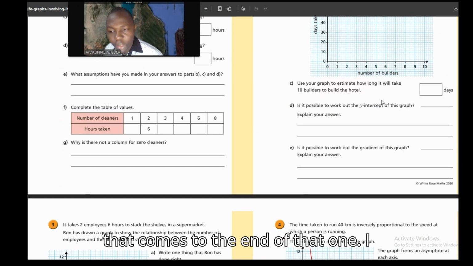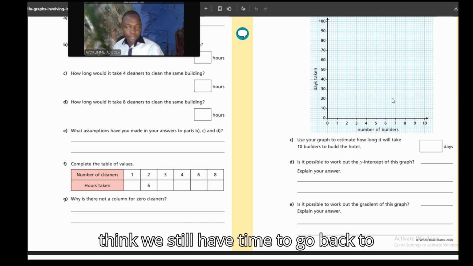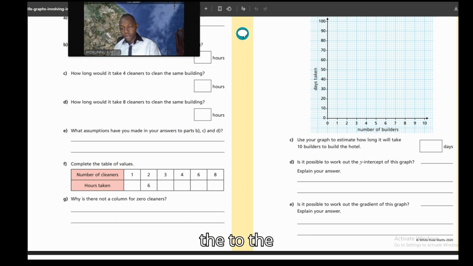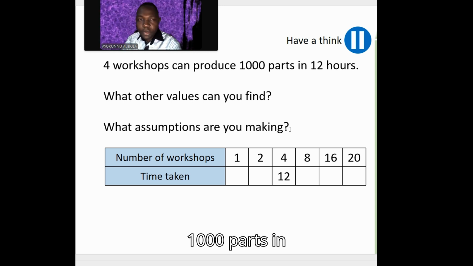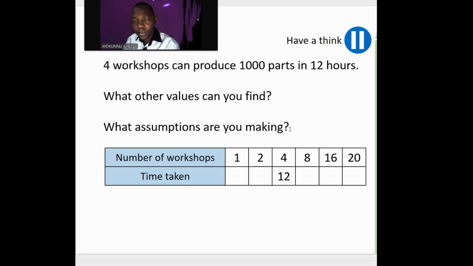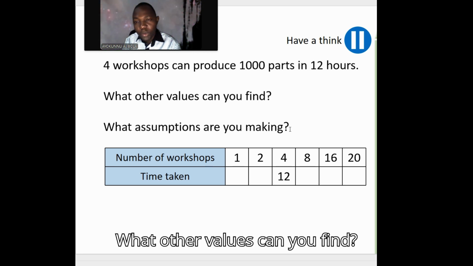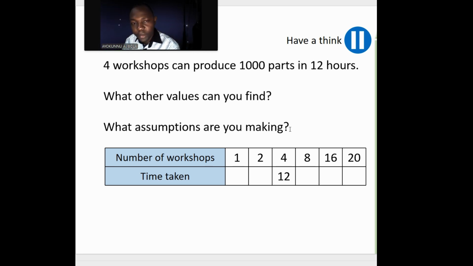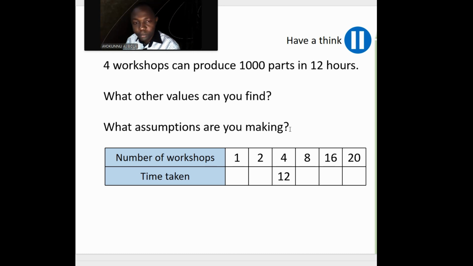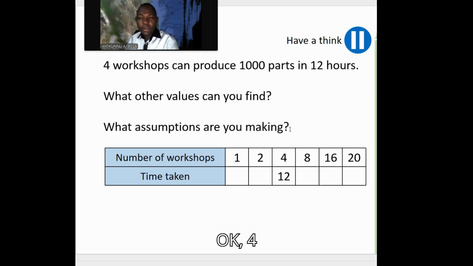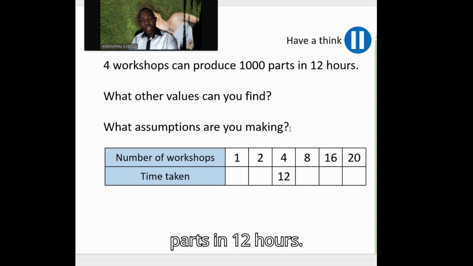Okay, and that comes to the end of that one. I think we still have time to go back to the lesson. Four workshops can produce 1,000 parts in 12 hours. What other values can you find? What assumptions are you making? Then we have a table. Four workshops, 1,000 parts in 12 hours.